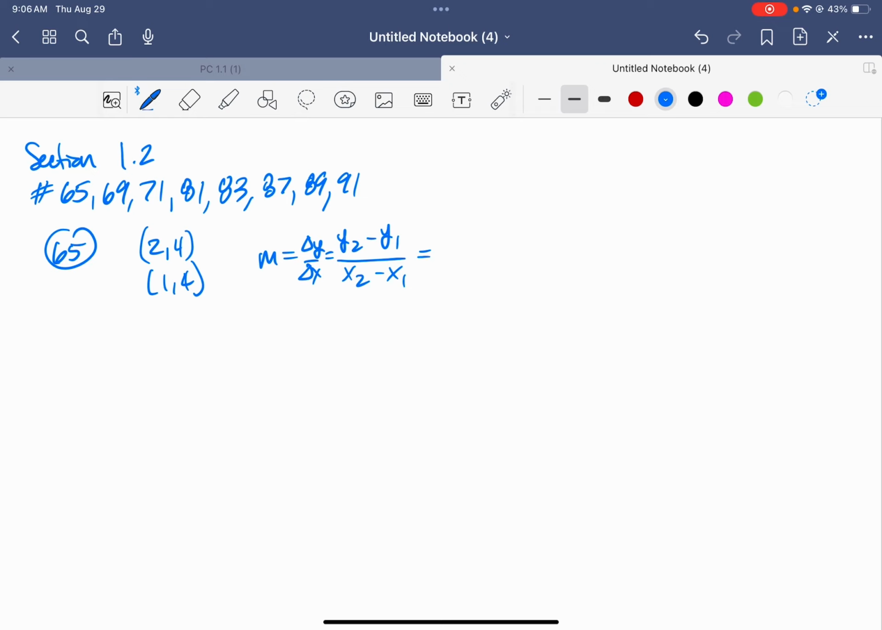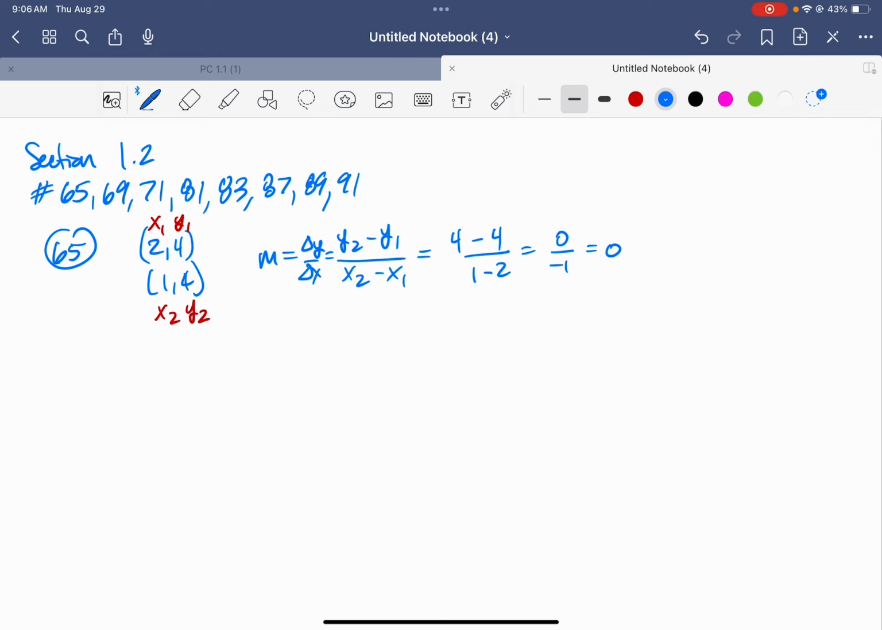How does y change? How does x change? And you just have to name these points and be consistent. So I'm going to call this x1, y1. I'm going to call that x2, y2. When I do that, I end up getting y2 minus y1 over x2 minus x1. And so you get 0 over negative 1, which is 0.